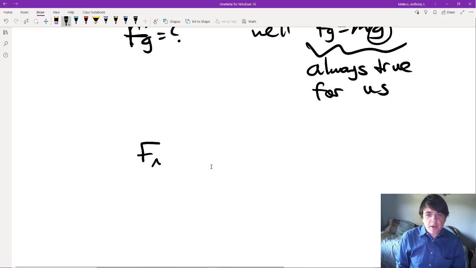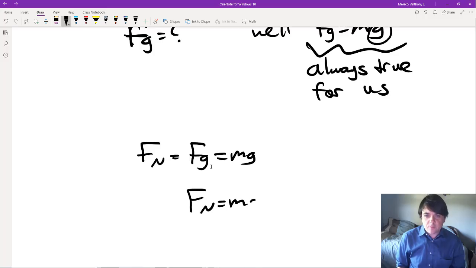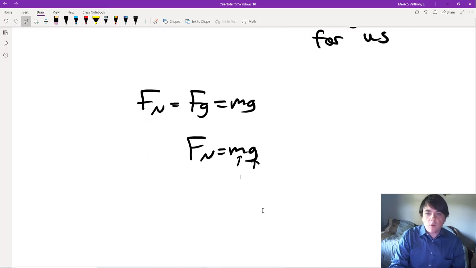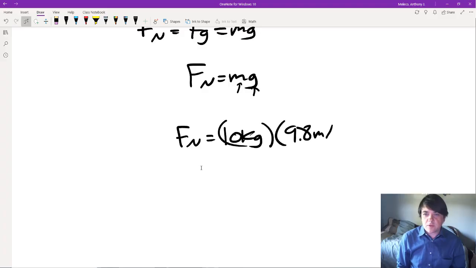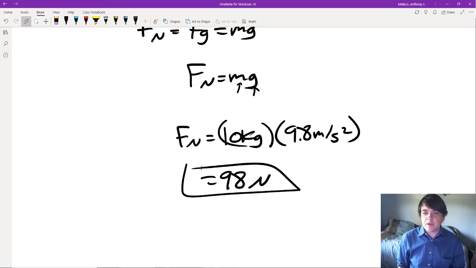So what you can now write is Fn equals Fg equals mg. So Fn equals mg. Okay. And this is the mass of the box. This is gravity. So Fn equals 10 kilograms times 9.8 meters per second squared equals 98 newtons. That's part A done. So part A, check. Okay.